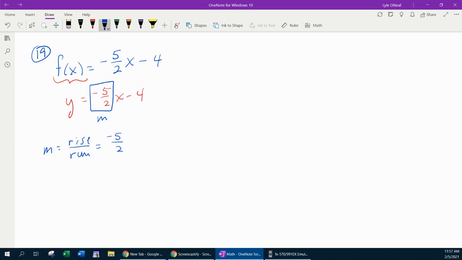And it's important to point out that this negative can go with the numerator or the denominator, either one. It doesn't matter. And when I go to graph this, I'll show that. The other piece of the puzzle we have here, the negative 4, is the y-intercept. Now remember, the y-intercept is an ordered pair where x is 0 and the negative 4 is the y-coordinate.